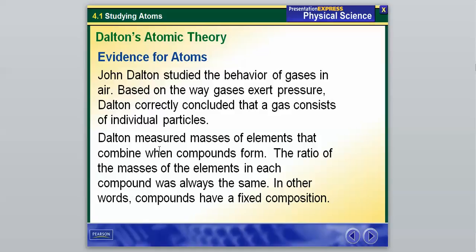So what Dalton did then was he measured masses of elements that combined when compounds form, and so the ratio of the masses of the elements in each compound was always the same.